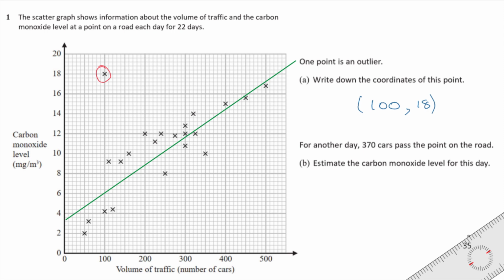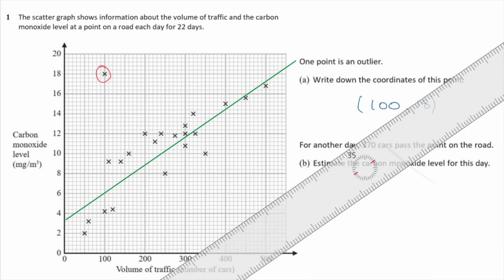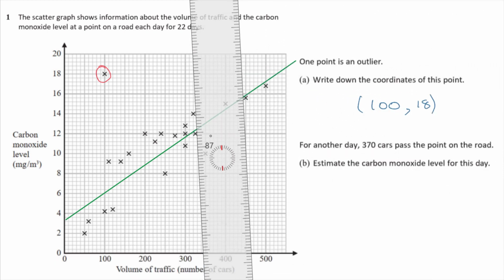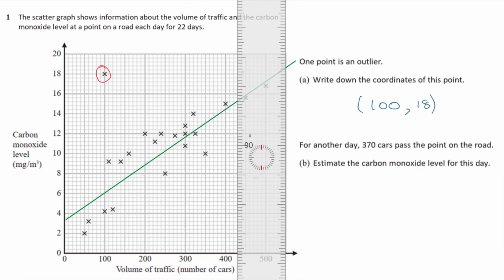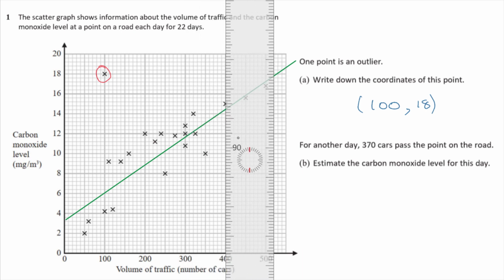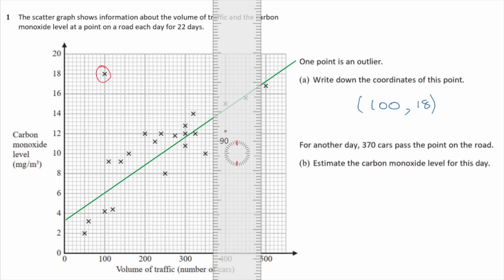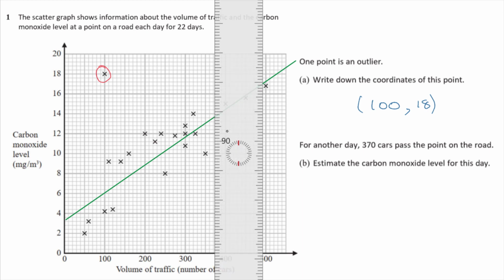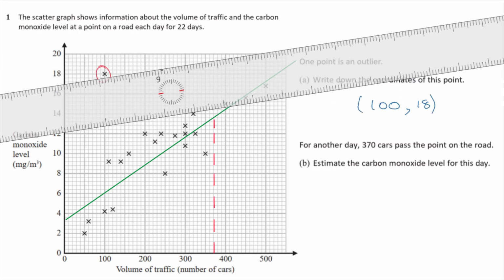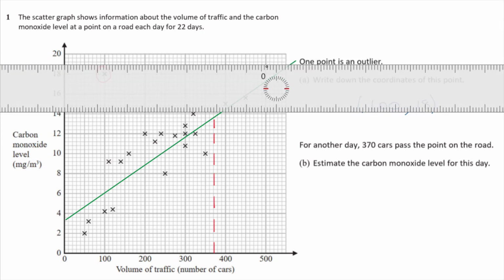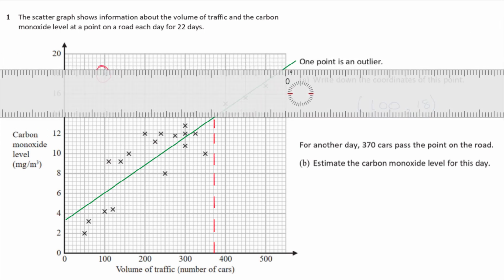So 370 cars along the bottom axis takes us to, well, we've got 10 divisions between 300 and 400, so each one's going to be worth 10. So 370 is going to be 7 little squares up from 300. So about there. Let's read up to the graph. Then we get to the graph, change directions, go in the other direction till we hit the other axes.